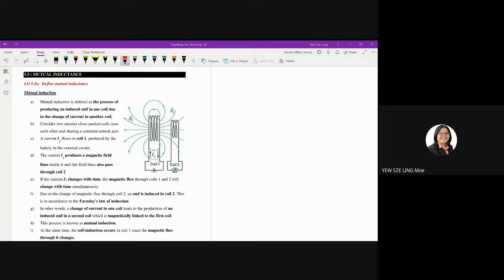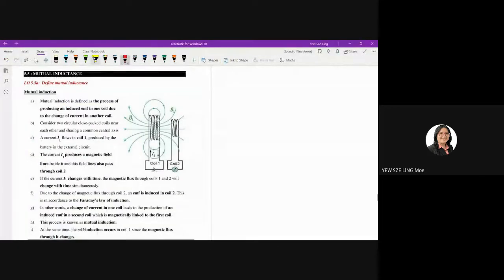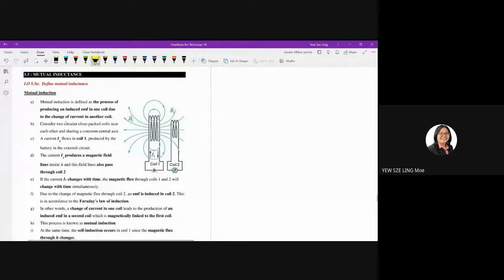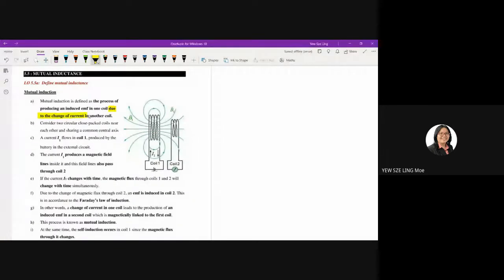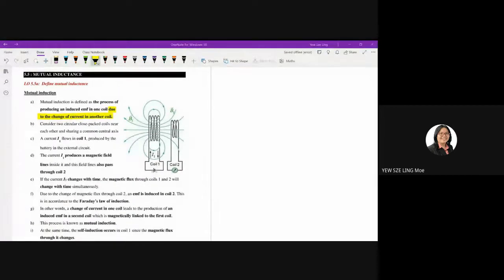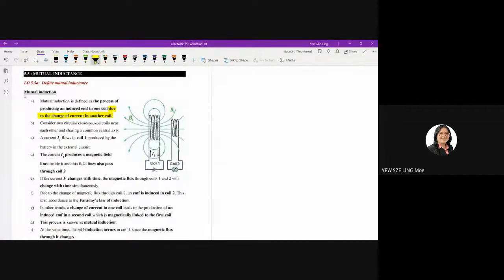Okay. So mutual induction is defined as the process of producing an induced EMF in one coil due to the change of current in another coil. So consider two circular packed coils near to each other and sharing a common central axis. Common central axis means here they have the same center.